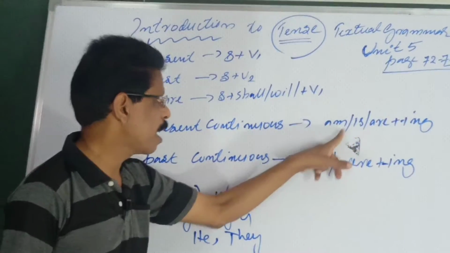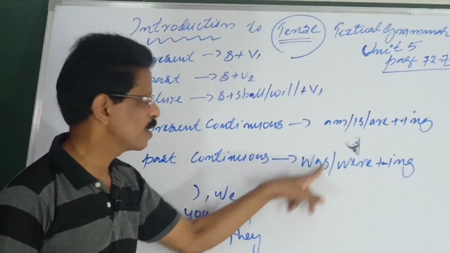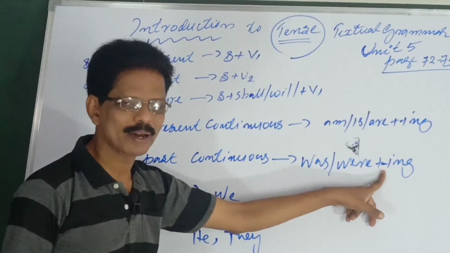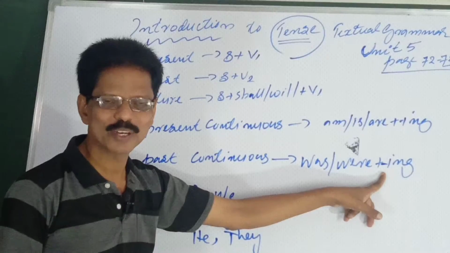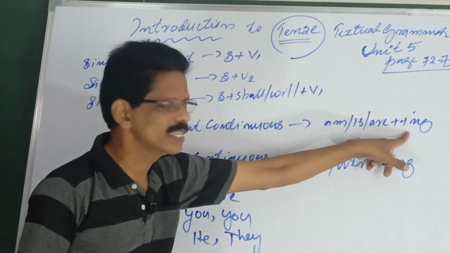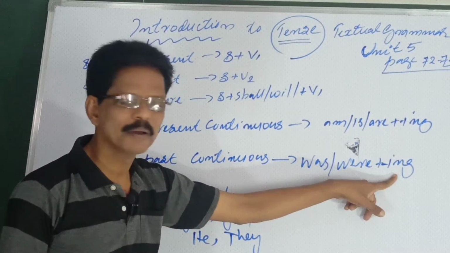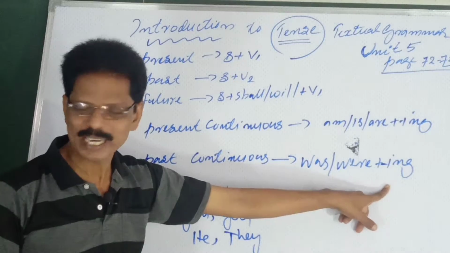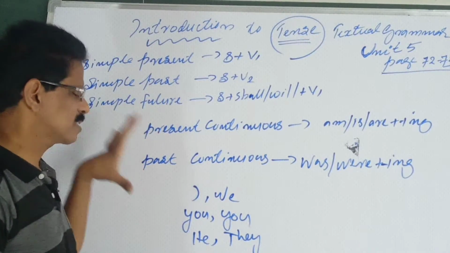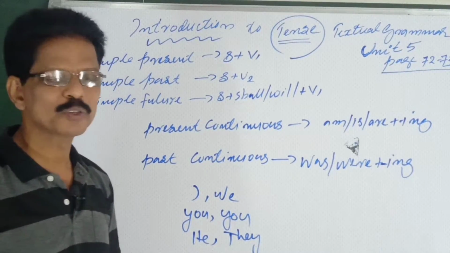So the be forms are am, is, are, was, were. Am, is, was are singular; are and were plural. Am, is, are are present; was, were are past. I repeat once again: am, is, are plus ing is present continuous. Was and were plus ing is past continuous tense. This is the structure of the tenses that we are going to study today. Now come to the lesson.